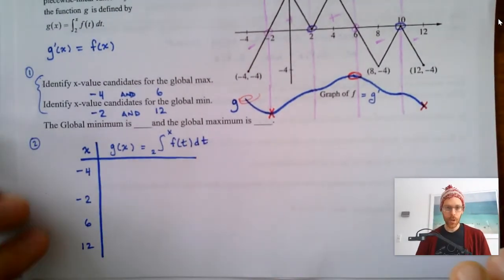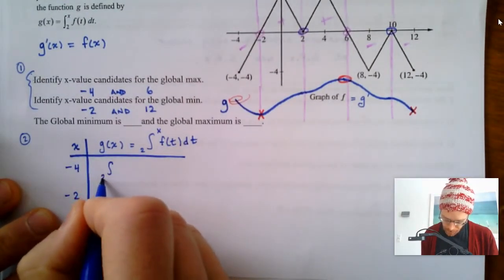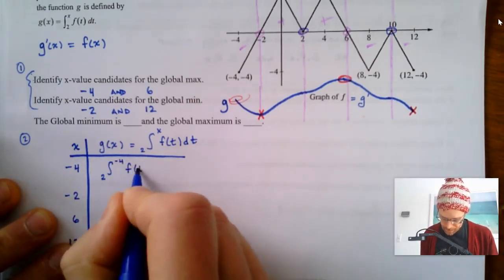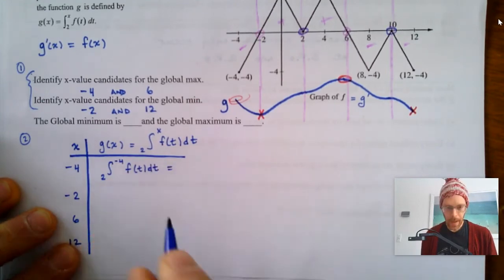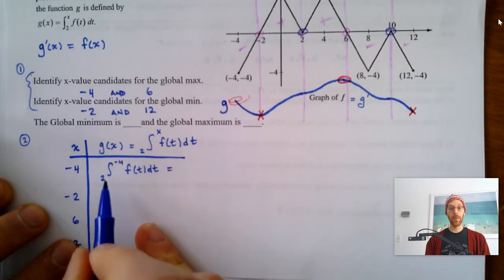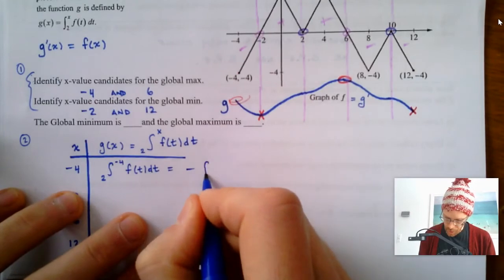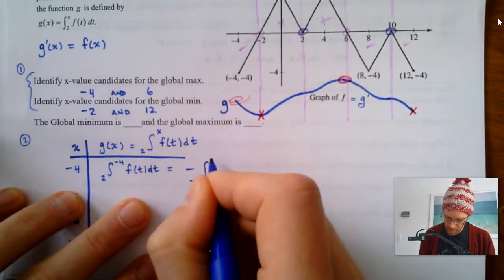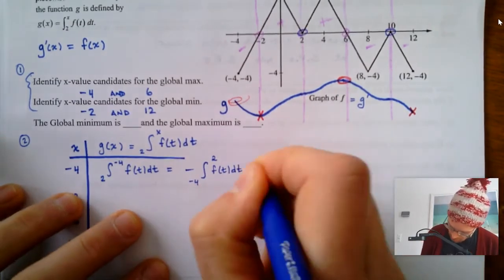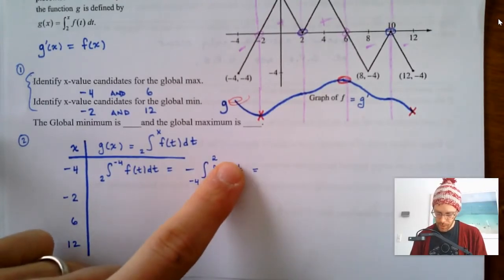Okay. I'll plug the first one in with you. If we plug a -4 in, that would give us the integral from 2 to -4 of the function. And you want to notice here that our endpoints are backwards, right? -4 is smaller than 2. So you want to flip those around. When you do that, it's going to change the sign. Now we come over here, integral from -4 to 2.